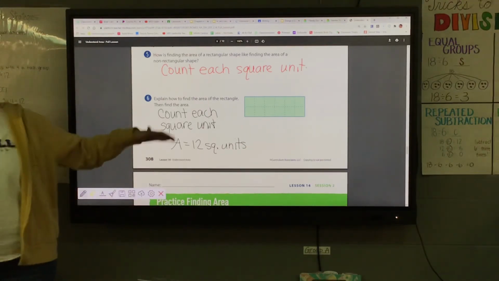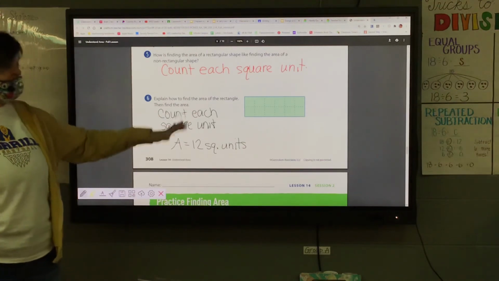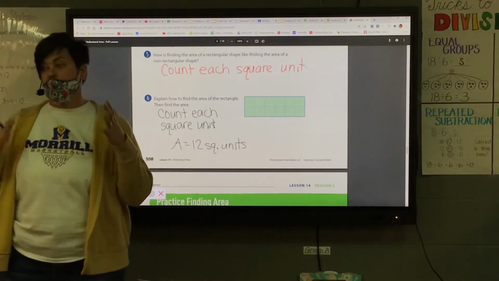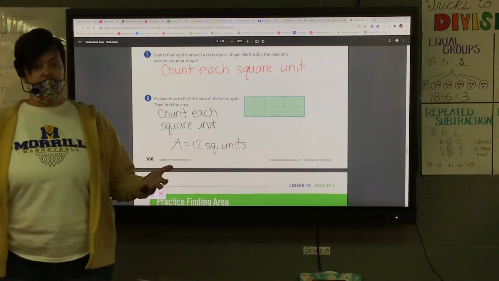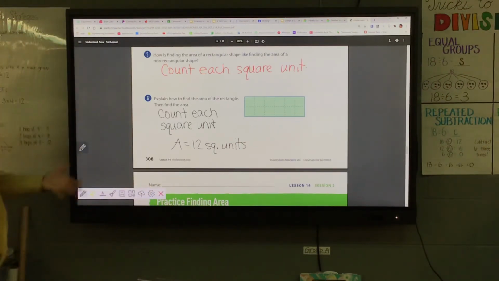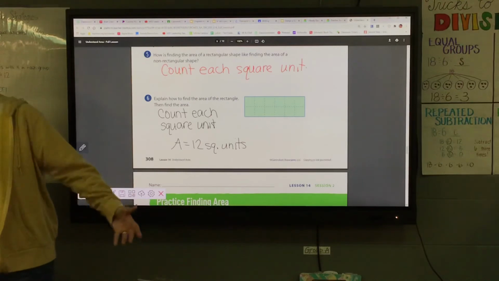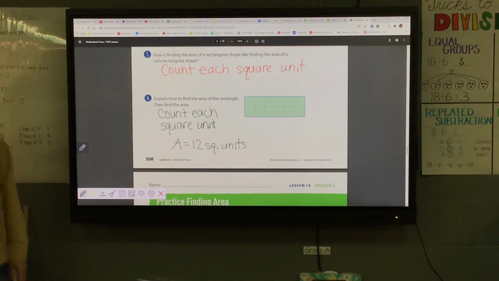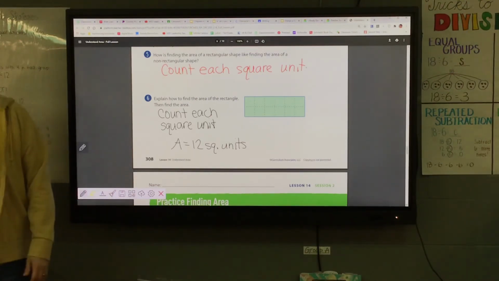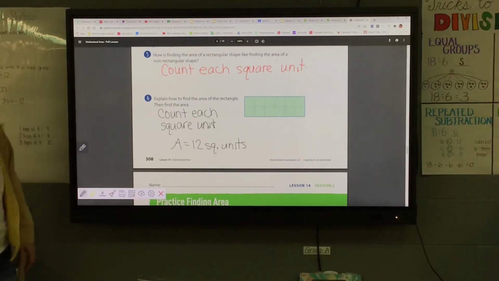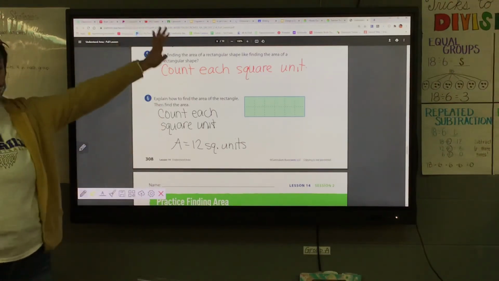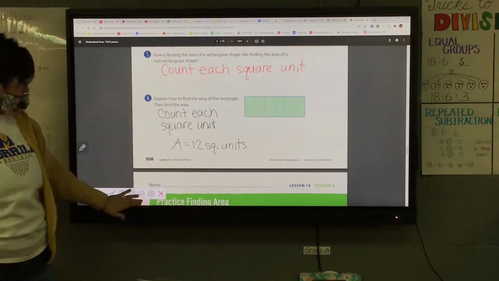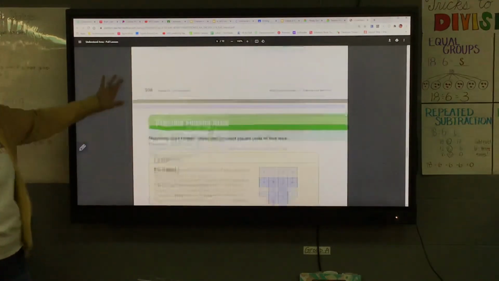12 square units, because when we're talking about finding the area, we are finding the length of measurement that they're giving us. In this case, it's just a square unit. Got it? Yep. Okay.